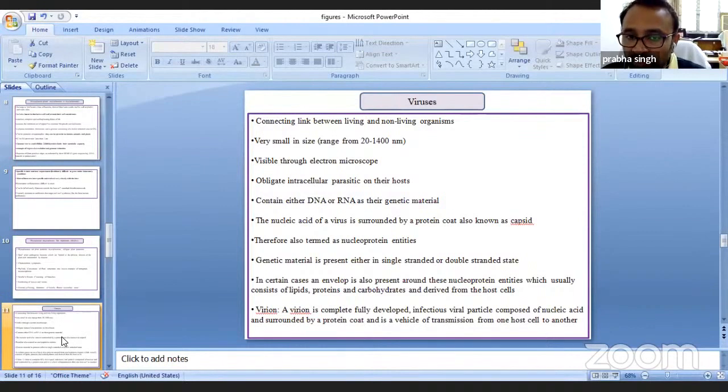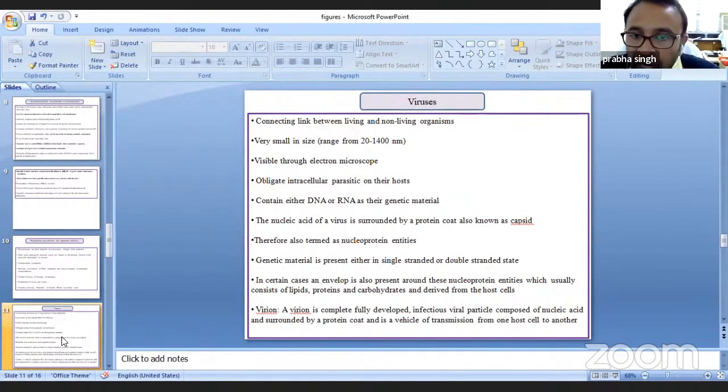Then the nucleic acid of a virus is surrounded by a protein coat, which is also known as capsid. And the monomeric unit of this protein coat is known as capsomere. So capsomeres come together, then they form the capsid, like bricks come together to form a house. Similarly, capsomeres come together and form a capsid. Okay, and therefore we also call viruses nucleoprotein entities. That means they consist of nucleic acid and protein.